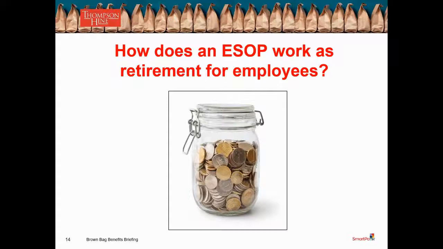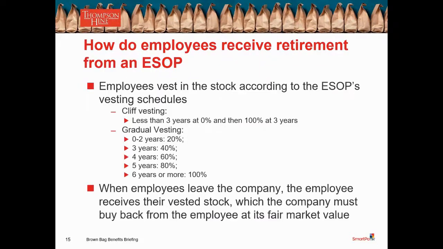So how does an ESOP work as retirement for employees? We've talked about how the employees get their shares through some structures with loans, and then it's allocated down to the employees, usually based on their compensation. So the higher paid employees typically get more shares than the lower paid employees. But then how do they actually receive retirement from this ESOP? Like we just said, research shows that retirement benefits are typically larger in an ESOP space when compared to other types of retirement plans.